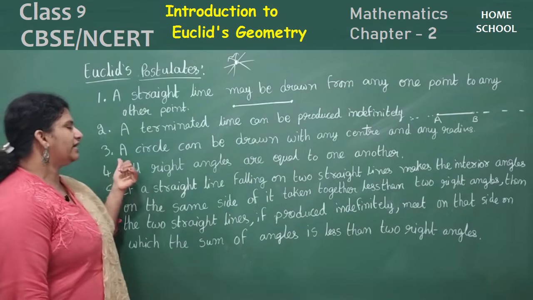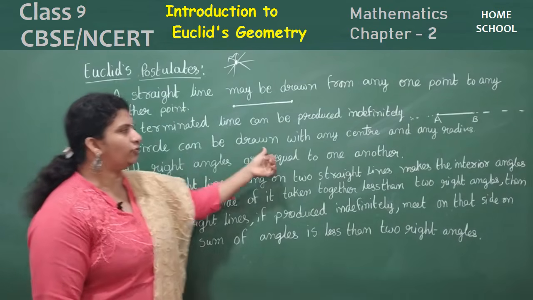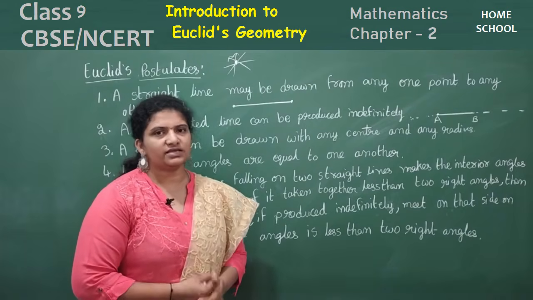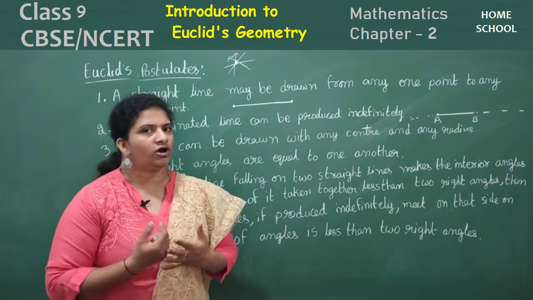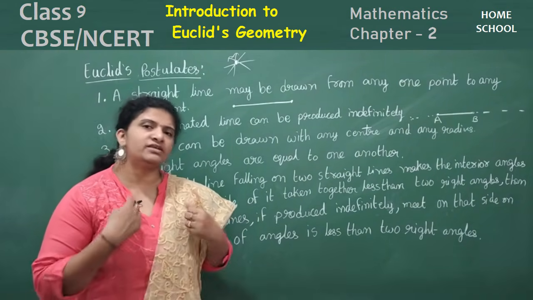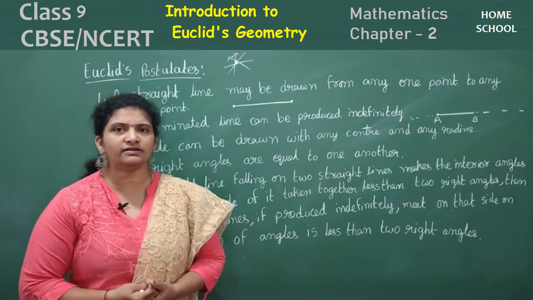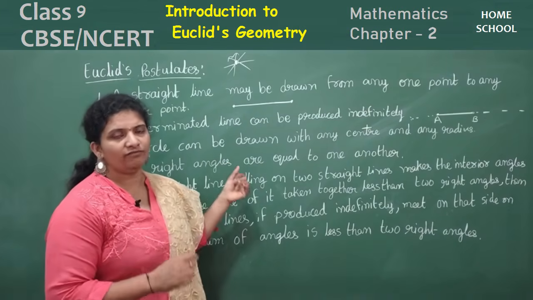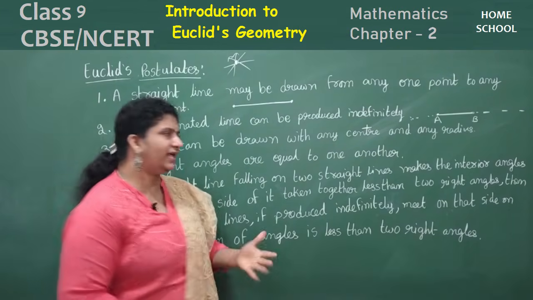See the third postulate. A circle can be drawn with any center and any radius. See, a 3 centimeter circle if you draw, we call it a circle. A 4 centimeter circle if you draw, that is also a circle. So what is your statement here? A circle can be drawn with any center and any radius.